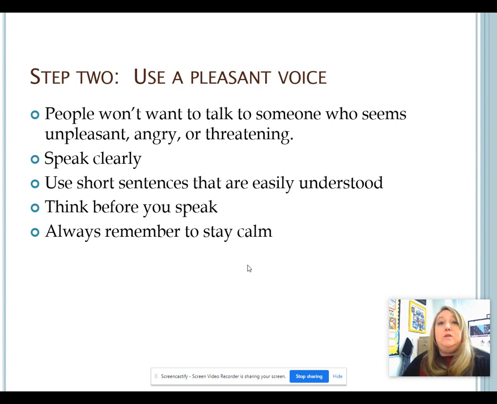Make sure that you speak clearly, loudly enough that everybody can hear you. Use short sentences that are easily understood. Think before you speak so that you don't say something you might regret. And always remember to stay calm, especially if you're having a discussion that is kind of a touchy subject.